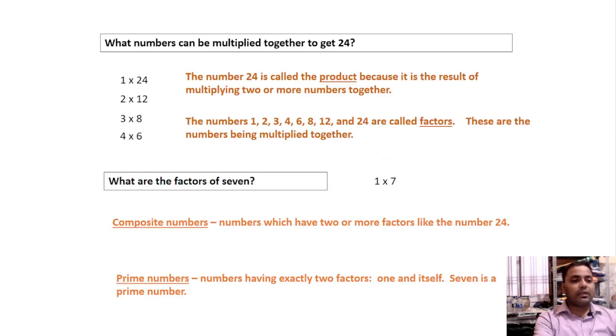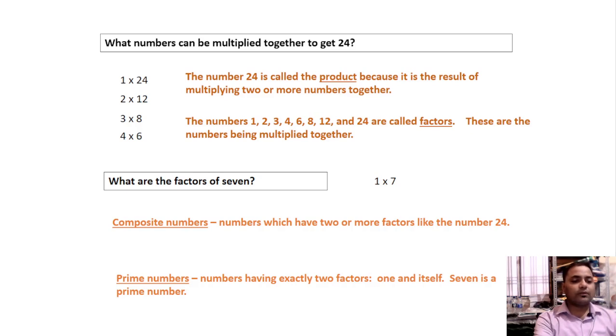What numbers can be multiplied together to get 24? 1 times 24. The number 24 is called the product because it is the result of multiplying two or more numbers together, like 2 times 12, 8 times 3, 4 times 6, etc. The numbers 1, 2, 3, 4, 6, 8, 12 and 24 are called factors. These are the numbers being multiplied together.